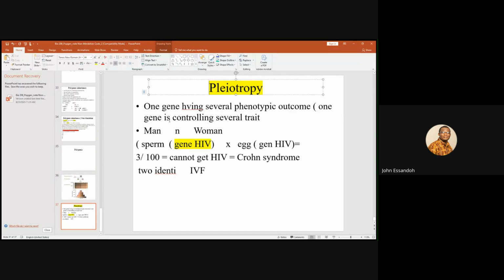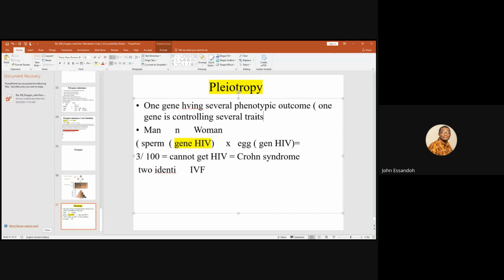So I'm saying that in the light of pleiotropy, several genes may have several functions that we may not be aware of. Some genes have several phenotypic outcomes. There is one gene, but the gene is controlling several traits. That is what it means for a gene to be pleiotropic. Let's take it this way, I'm just giving an instance: one gene controlling, let's say, color and also controlling height. A gene of that nature can be described as being pleiotropic.